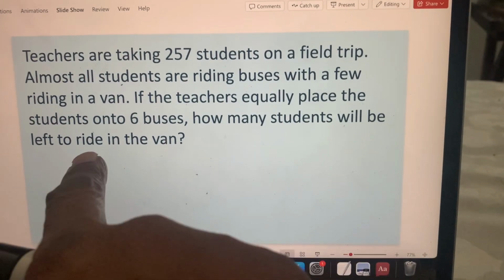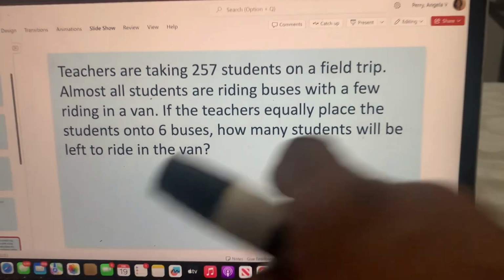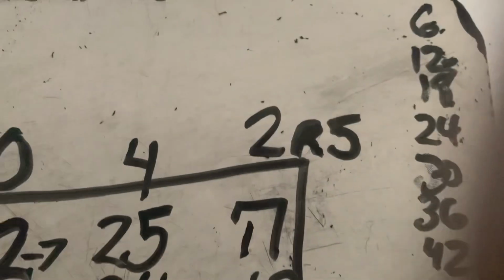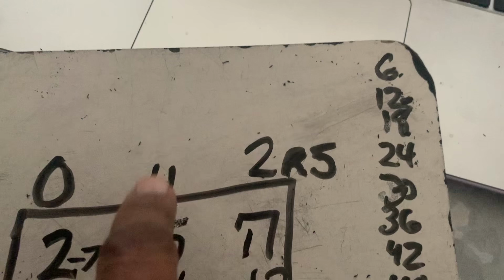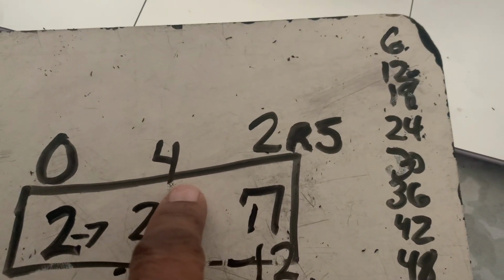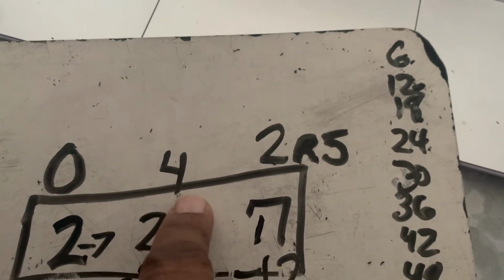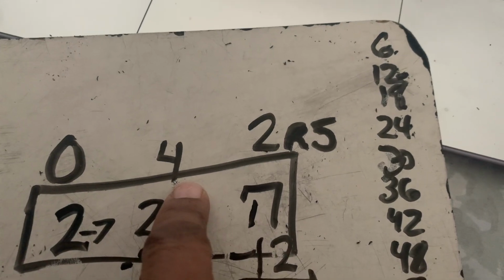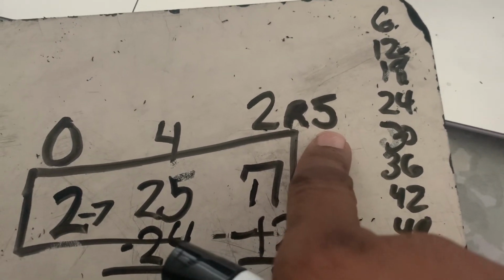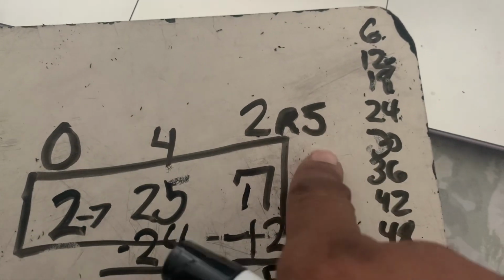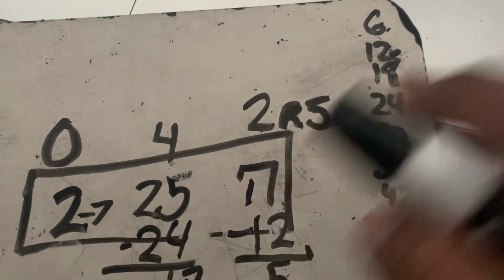How many students will be left to ride in the van? Well, let's dissect this. The 42 here is the quotient. It's the answer to the division problem, but that's how many students are on each bus. There are 6 buses, and so there are 42 children on each bus. 5 students remain or are left to ride in the van. So our answer will be 5. Okay?